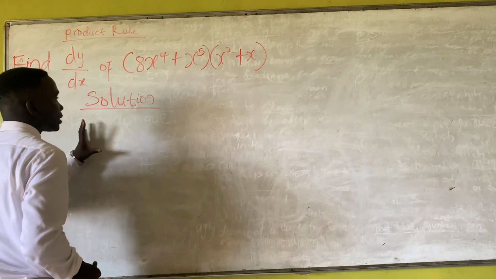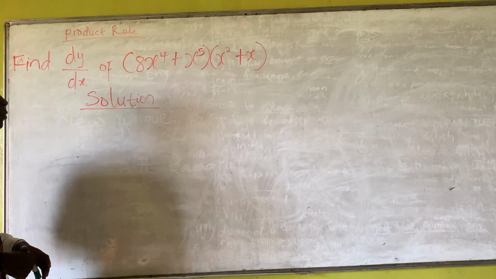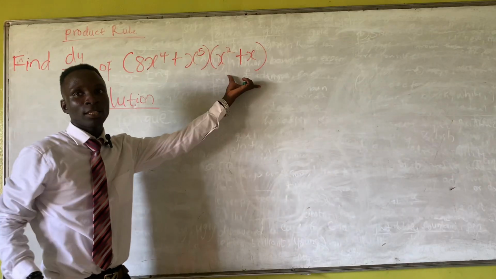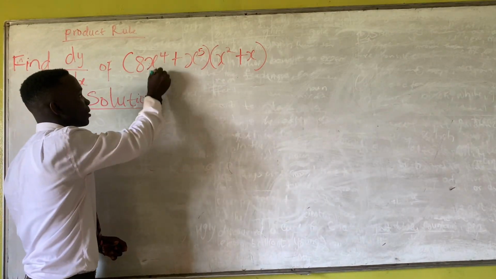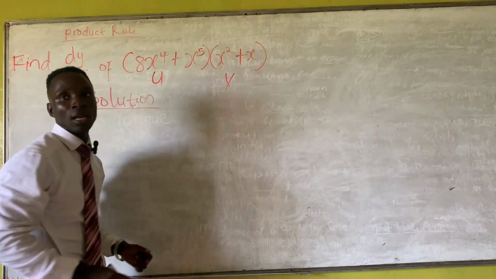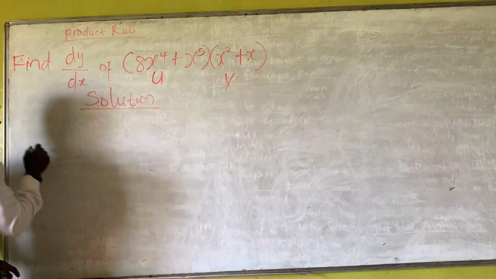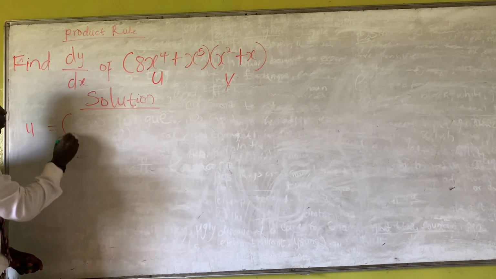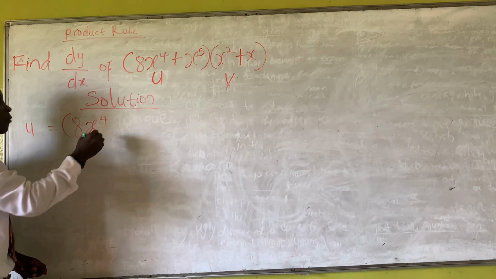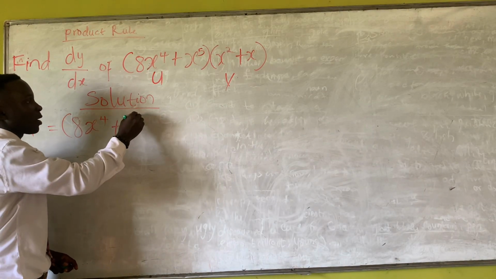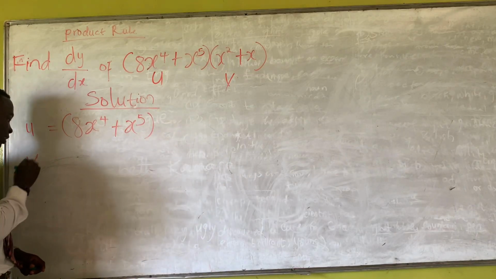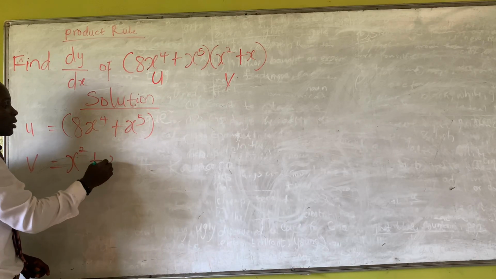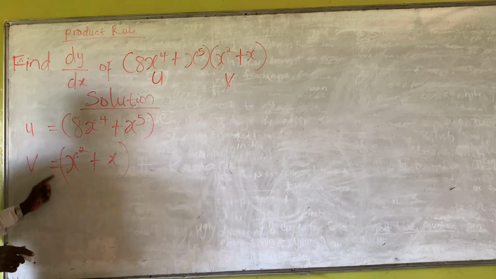So if we compare this to our previous example, since the first bracket is multiplying the second bracket, we can simply say that this becomes our u and this becomes our v. If that is the case, from the question, u is equal to 8x^4 + x^5, and our v is equal to x^2 + x. This is our u, this is our v.